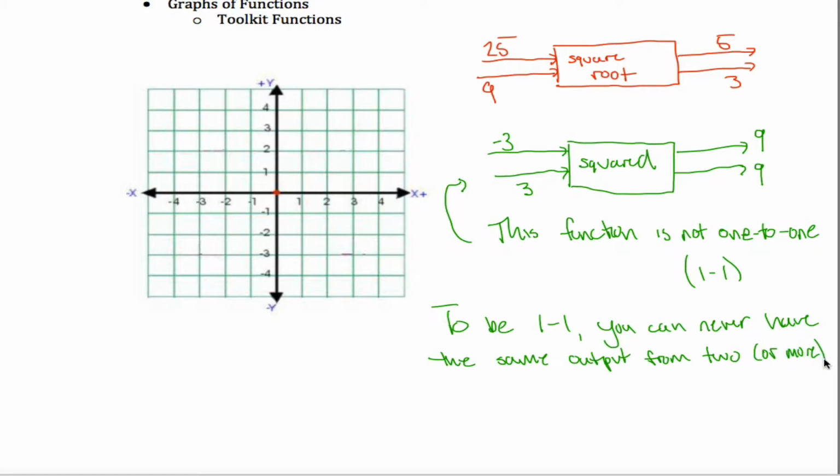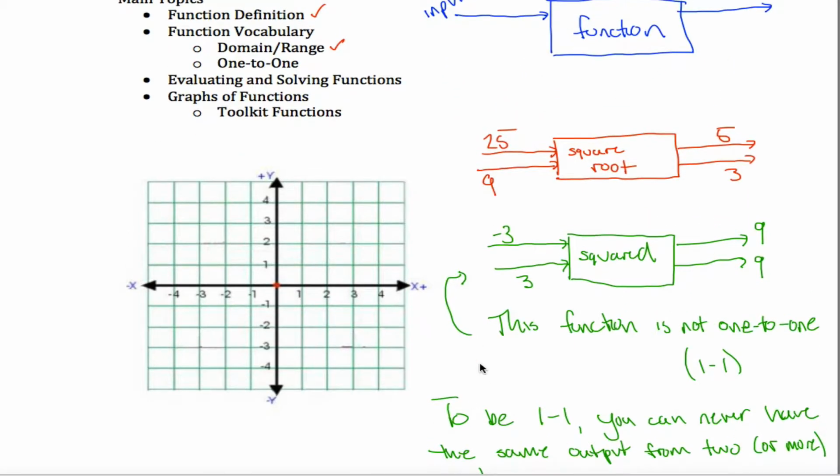And I don't want anyone getting all technical, any lawyers in the room that are like, well, what if you get the same output from 3? Okay, that's bad too. 2 or more inputs. So this is not 1-to-1 because if you put in -3 and you put in +3, 9 comes out. That doesn't mean that every single output must have 2 inputs associated with it. That has nothing to do with 1-to-1. To be 1-to-1, you can never have two different inputs take you to the same output. That's our definition of one-to-one.